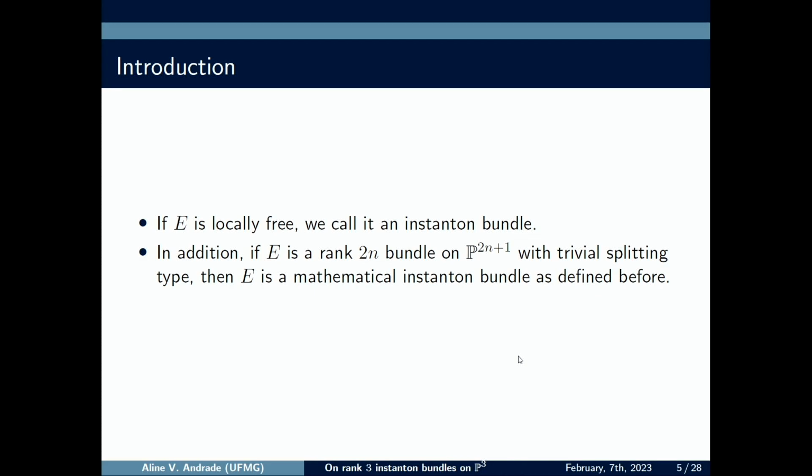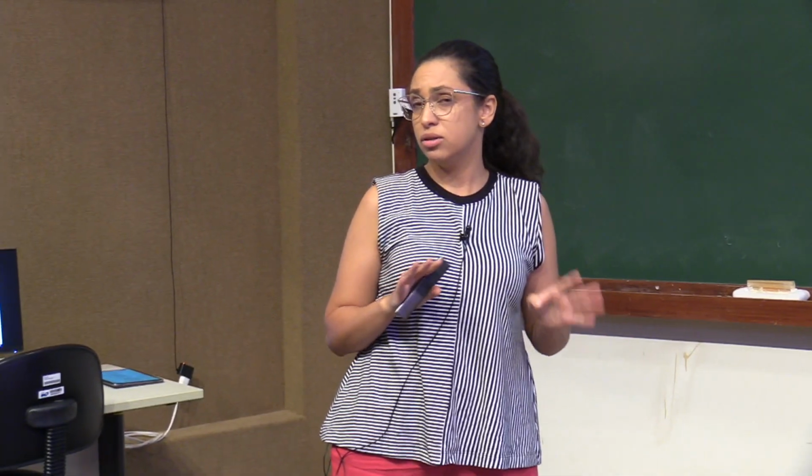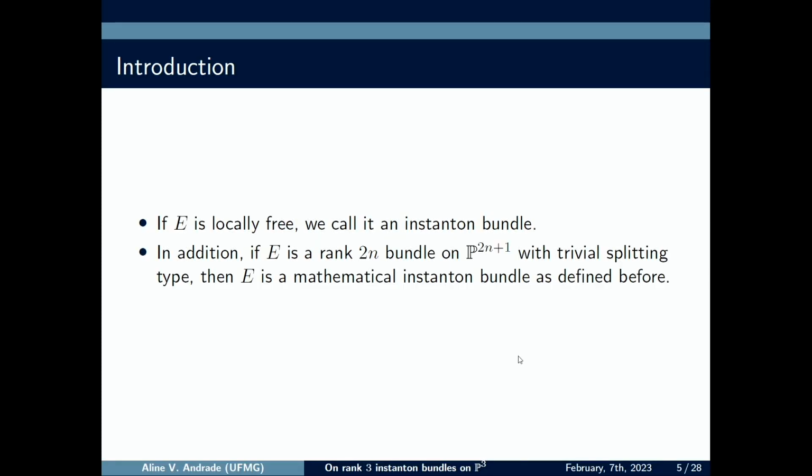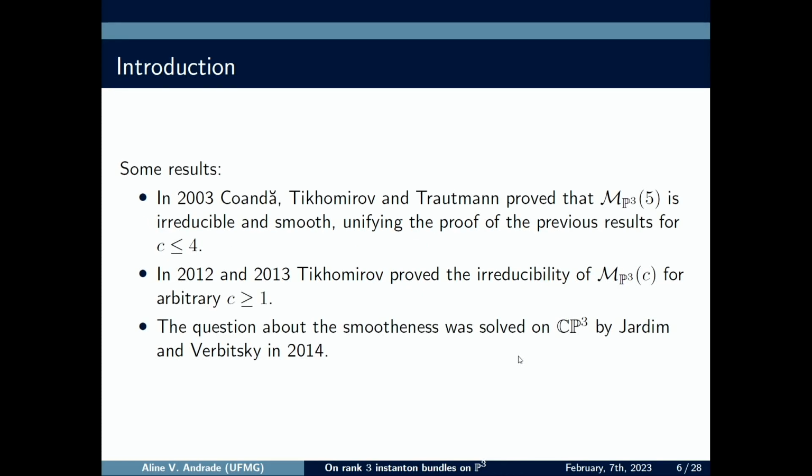Well, even in the 70s, the physicists made this conjecture that the moduli space for these vector bundles on P3 of rank 2 was smooth, irreducible, and has the expected dimension, okay? So the goal for the mathematicians was to try to prove that this conjecture was right. So in 2003, Coanda, Tikhomirov, and Trautmann proved that the moduli space for rank 2 instanton bundles on P3 was in fact irreducible and smooth, and this proof unified all the previous proofs for charge lower than or equal to 4, okay?